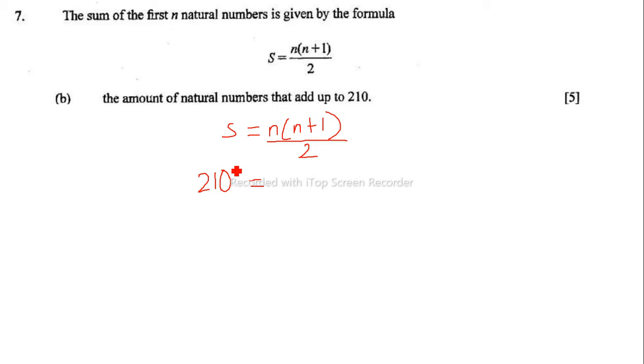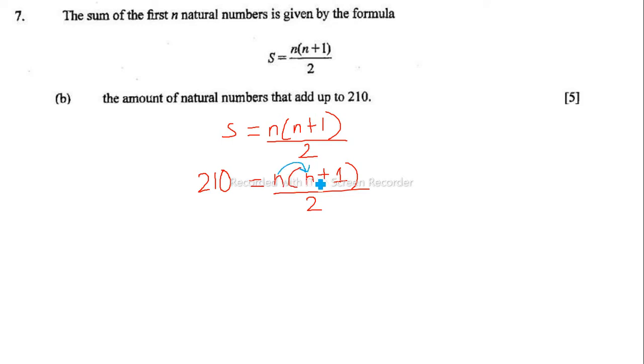All right. So we substitute 210 for S, and we have n open bracket n plus 1. So that's the first step: substitute 210 for S. The next step is that we want to multiply by n. So we take this n on the outside and multiply it by this n.